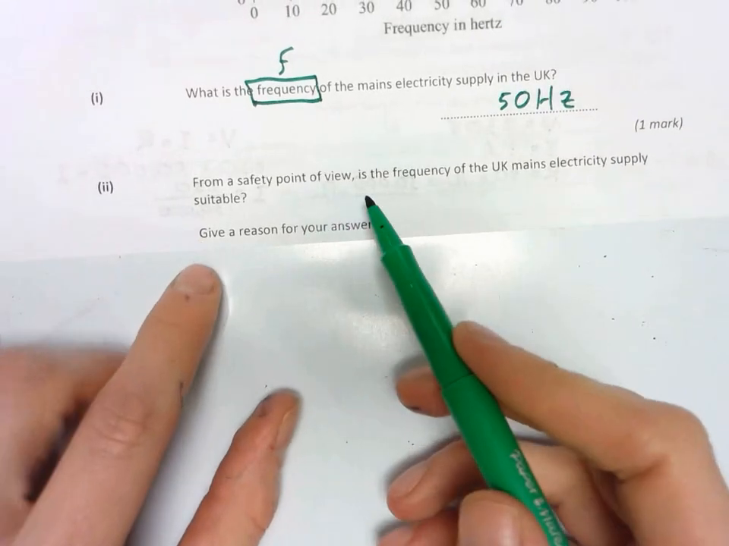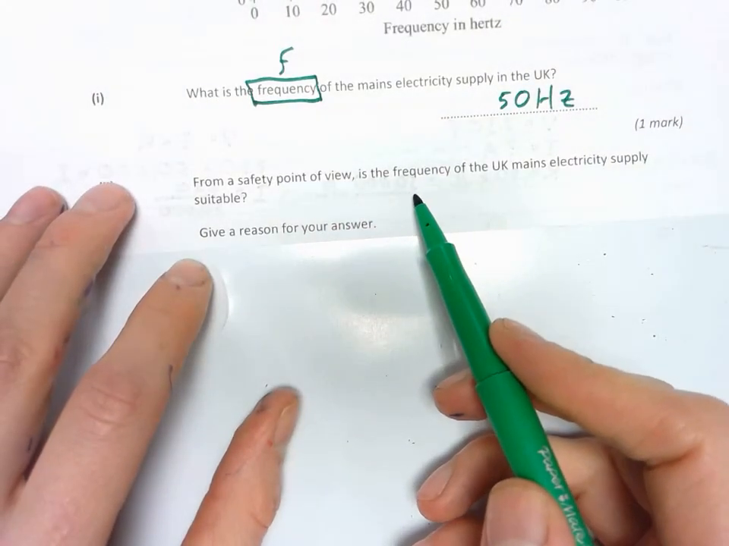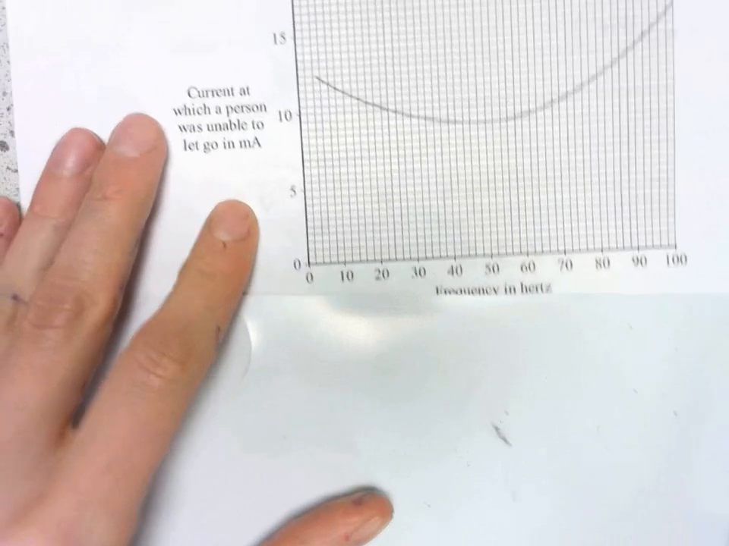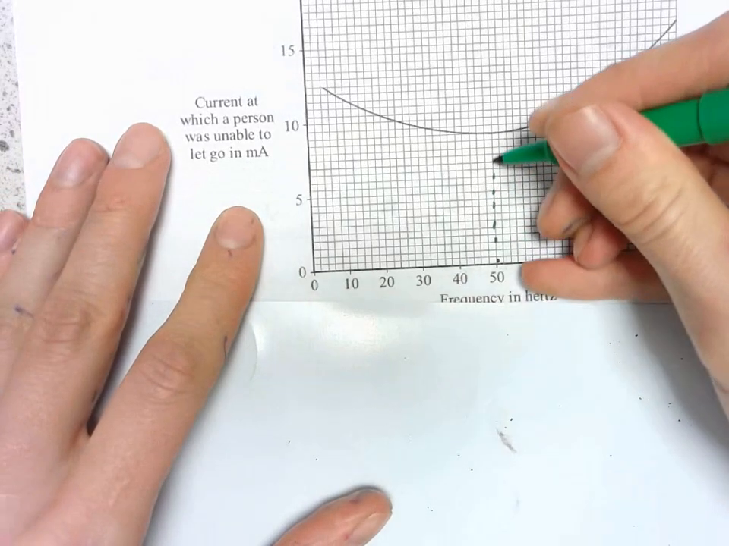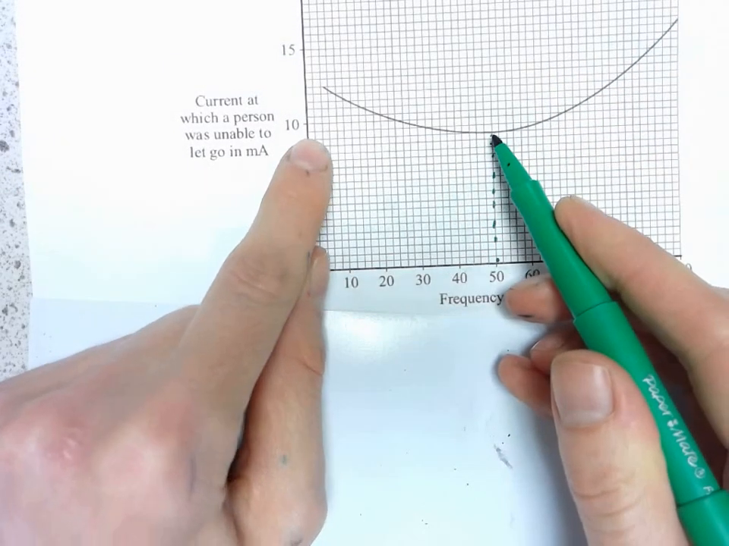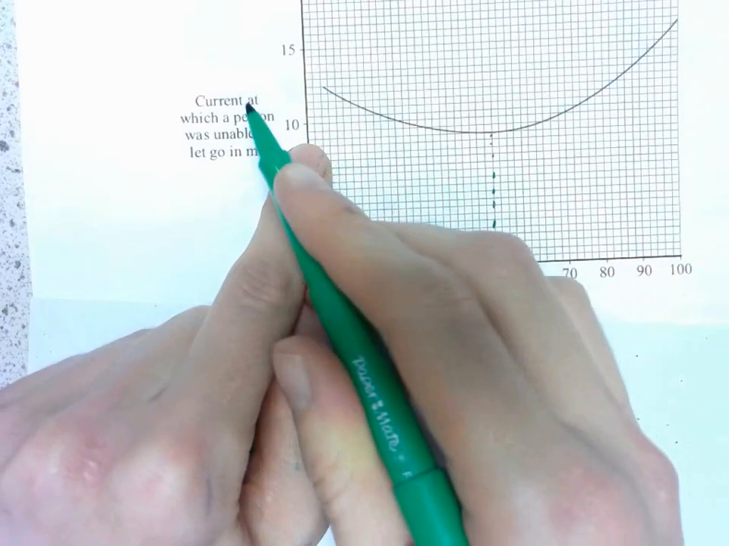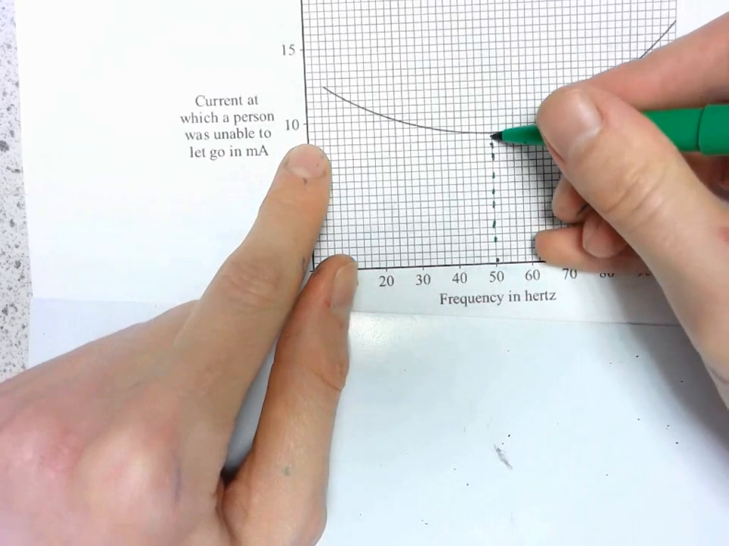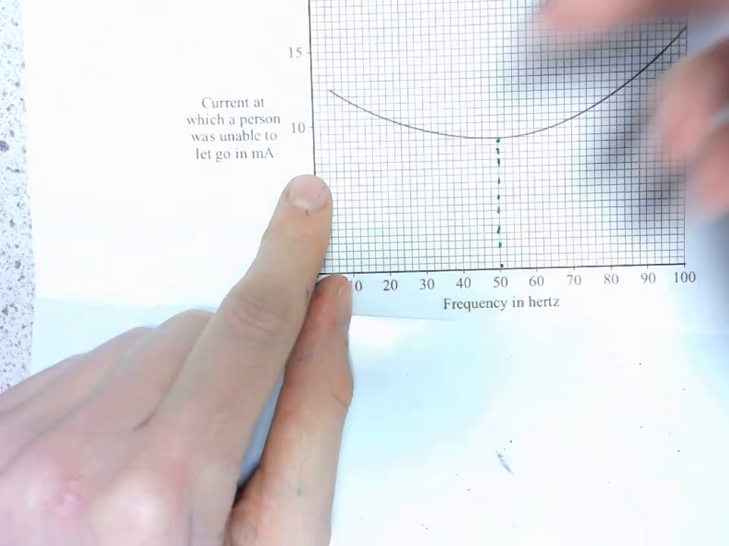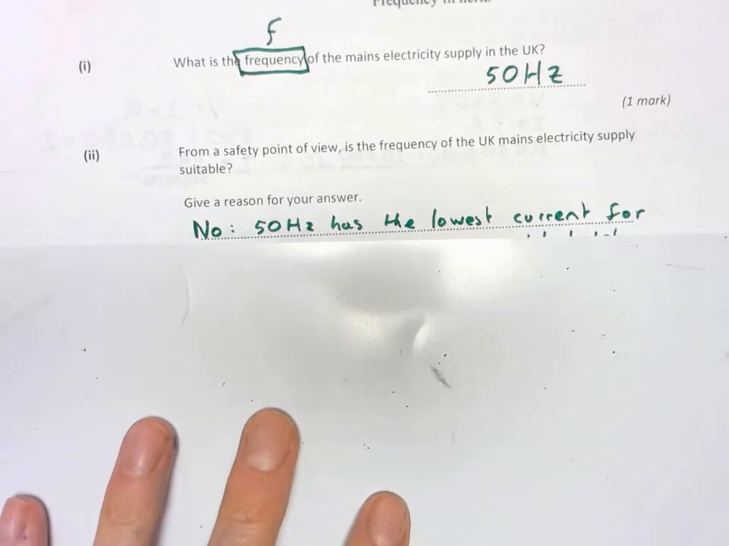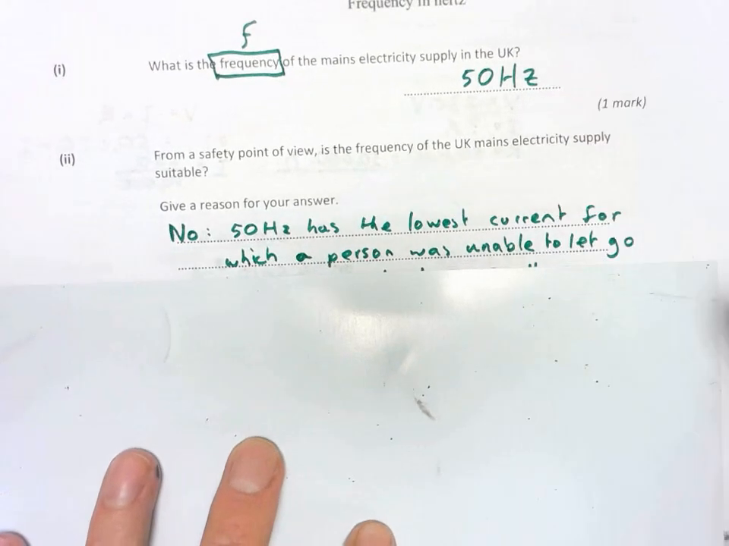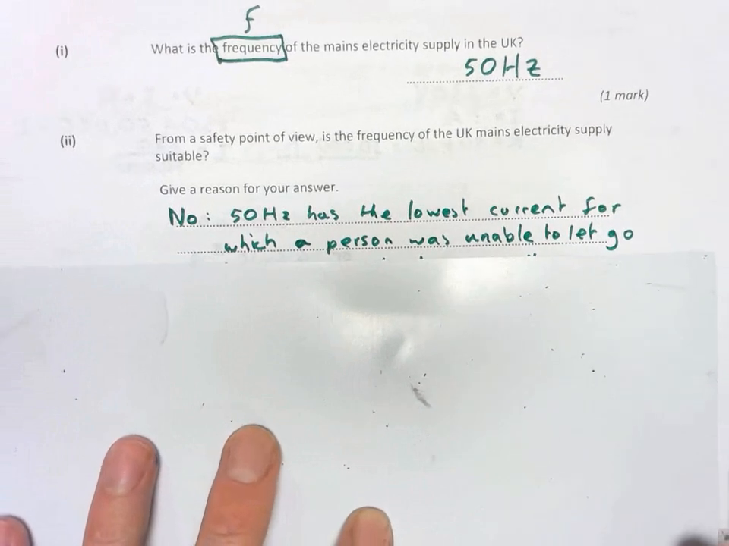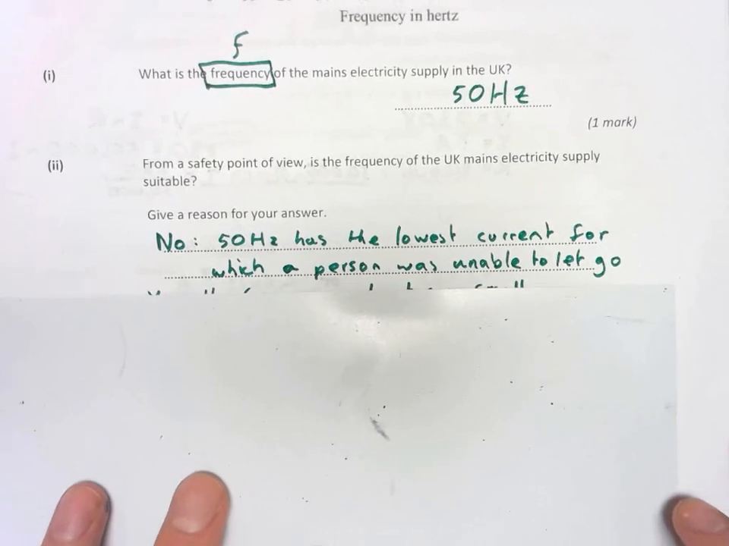Now, from a safety point of view, is this suitable? And there's 2 things we can say here. The first thing is, if we look at the graph at 50 hertz, it's actually the lowest current at which you're not able to let go. So that's not good. We would want to be able to let go at as high a current as possible, because we want to always be able to let go. So you could say no, because 50 hertz has the lowest current for which you're unable to let go. That would be your full mark.